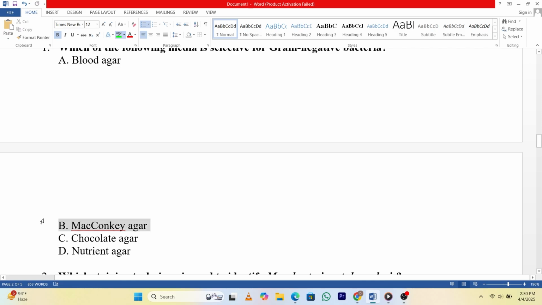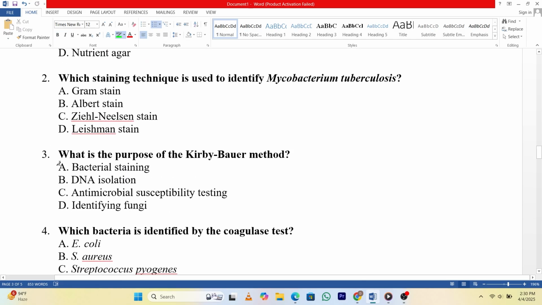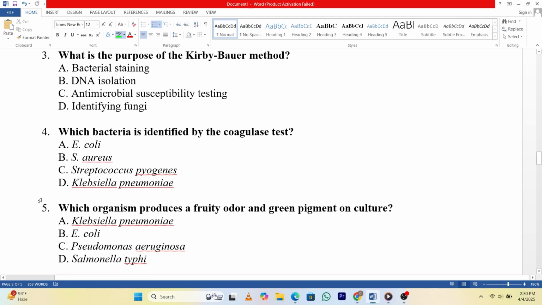2. Which staining technique is used to identify Mycobacterium tuberculosis? A. Gram stain. B. Albert stain. C. Ziehl-Neelsen stain. D. Leishman stain. Answer, C. 3. What is the purpose of the Kirby-Bauer method? A. Bacterial staining. B. DNA isolation. C. Antimicrobial susceptibility testing. D. Identifying fungi. Answer, C.